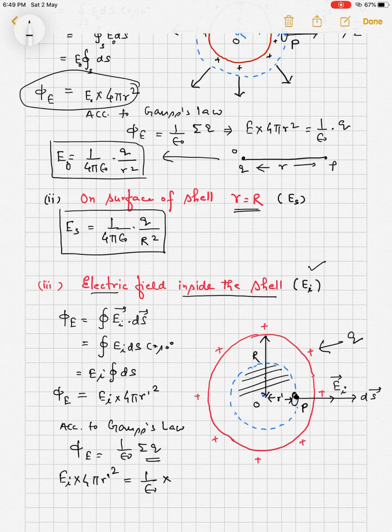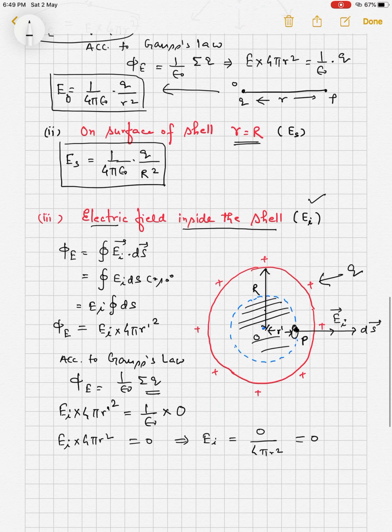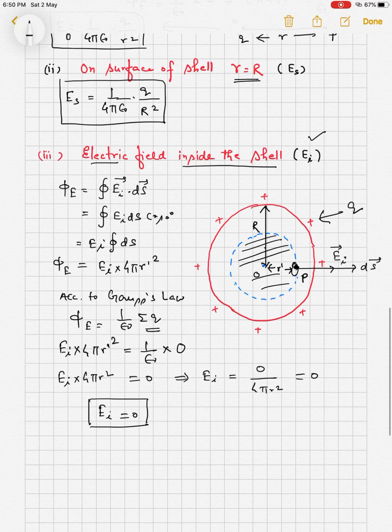Inside this Gaussian surface there is no charge, so the charge is 0, and this quantity is 0. So EI into 4 pi r square gives EI is equal to 0 upon 4 pi r square, that is 0. So the electric field inside the spherical cell is 0. तो सेल के अंदर इलेक्ट्रिक फील्ड 0 होगा.